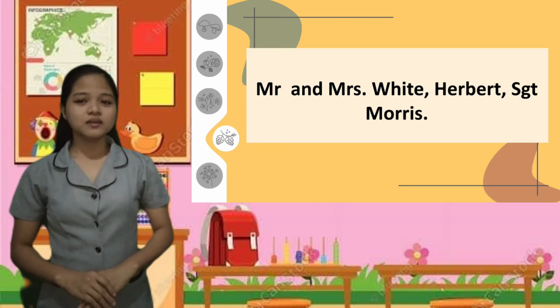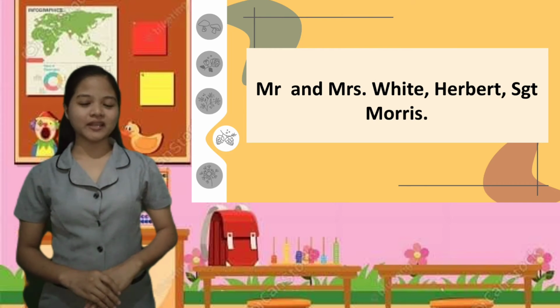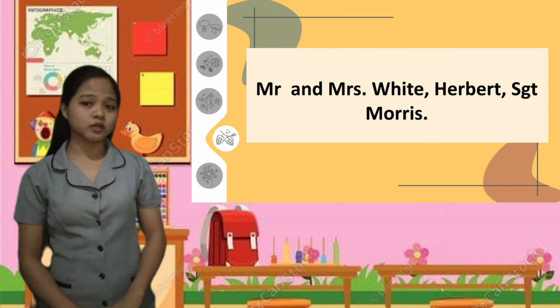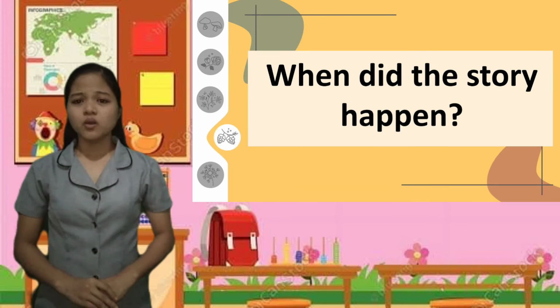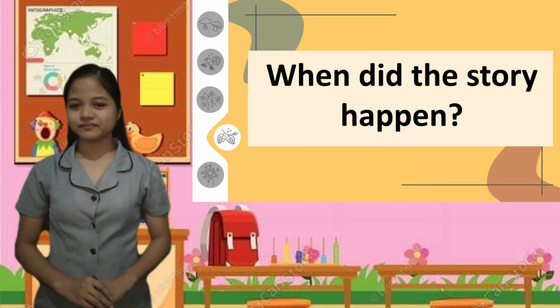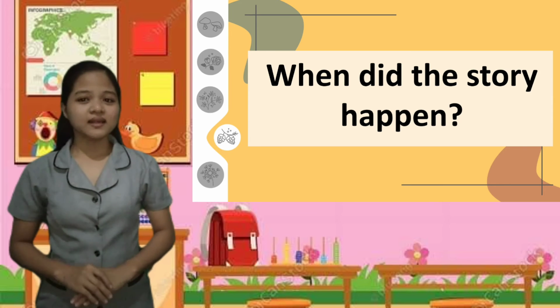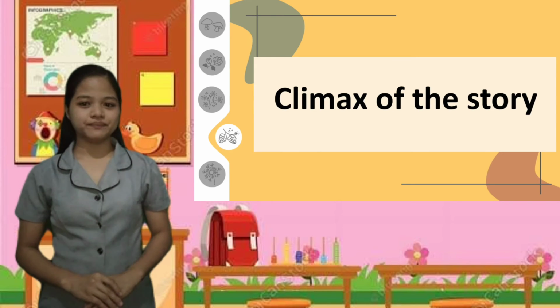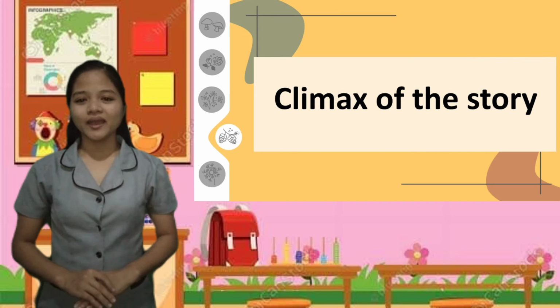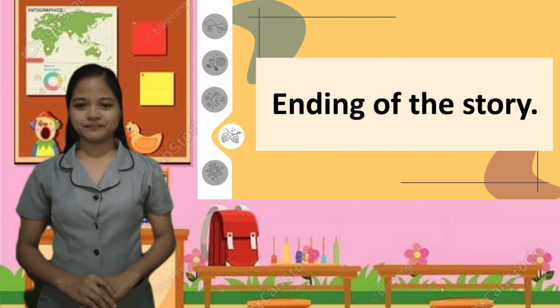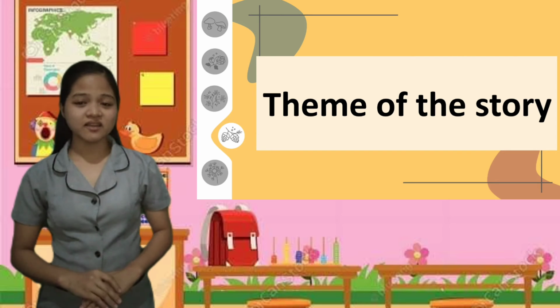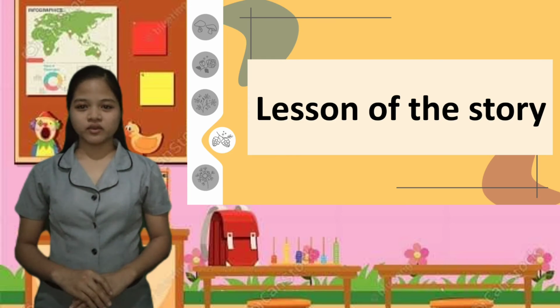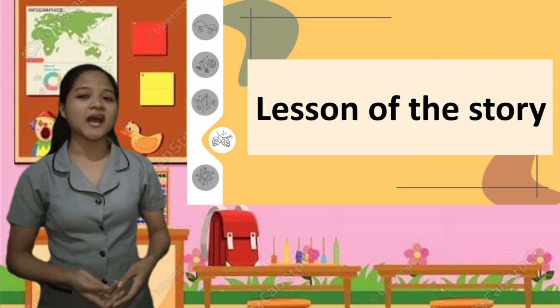Number 1, Mr. and Mrs. White, Herbert and Sergeant Morris. Number 2, place of this story. Number 3, when did the story happen? Number 4, climax of this story. Number 5, ending of this story. Number 6, theme of this story. And number 7, lesson of this story. You may now start answering.